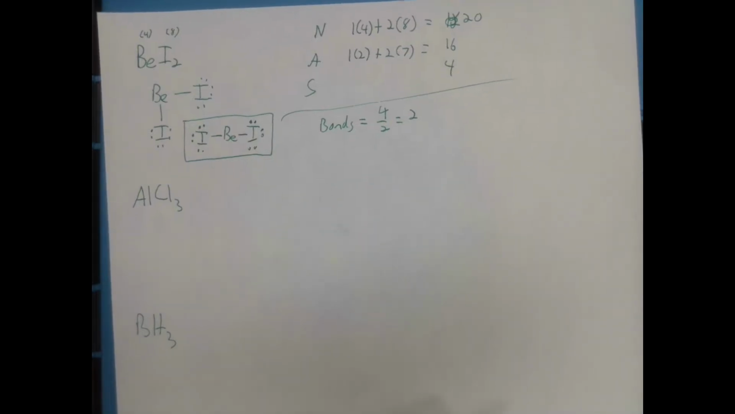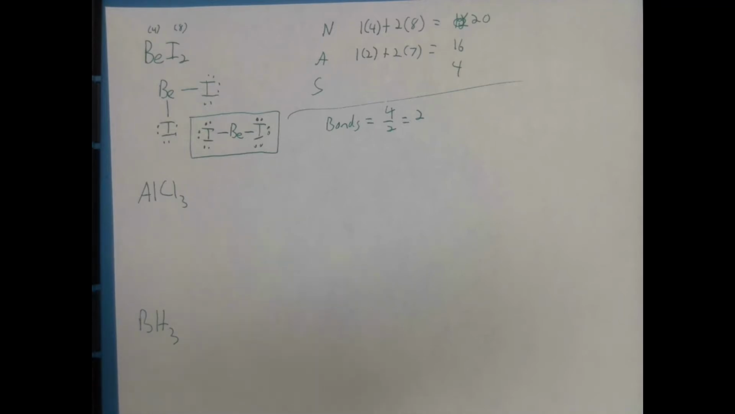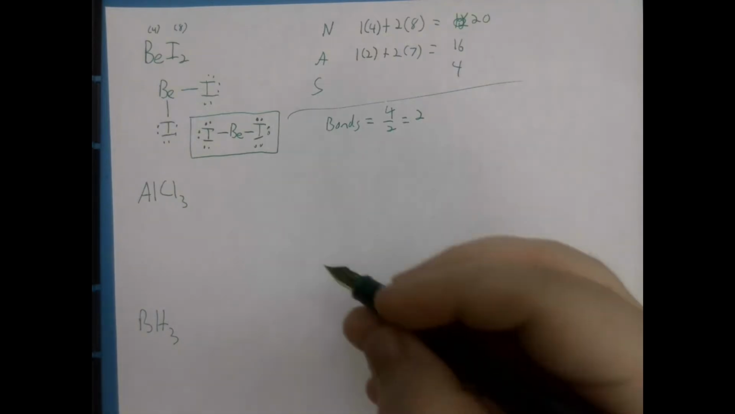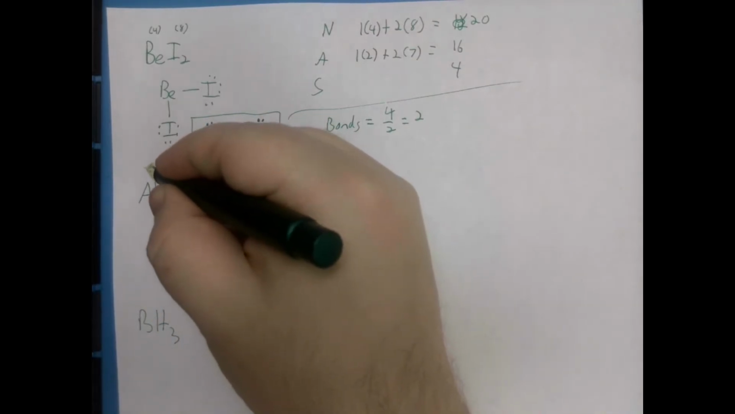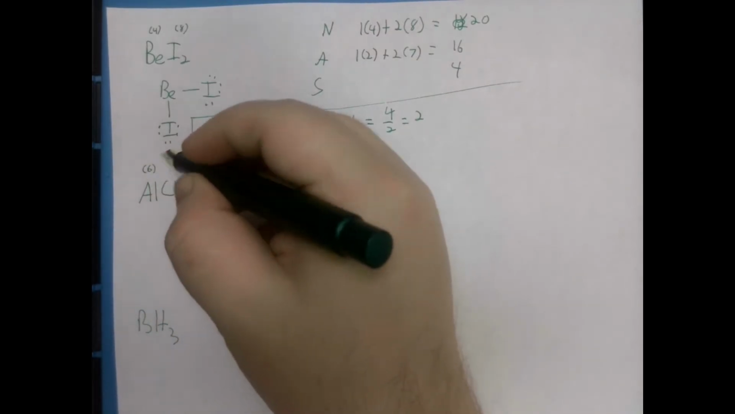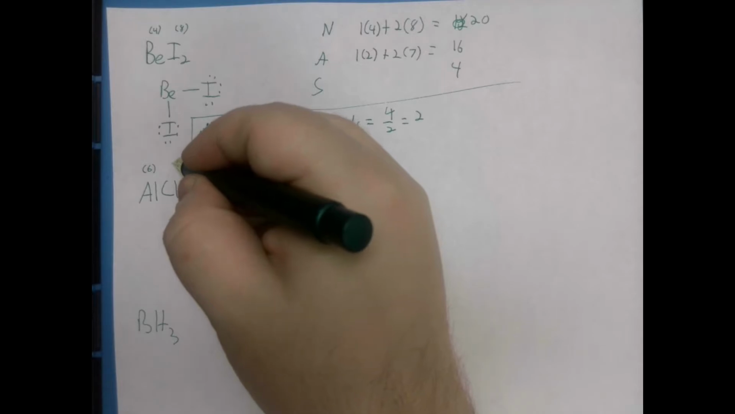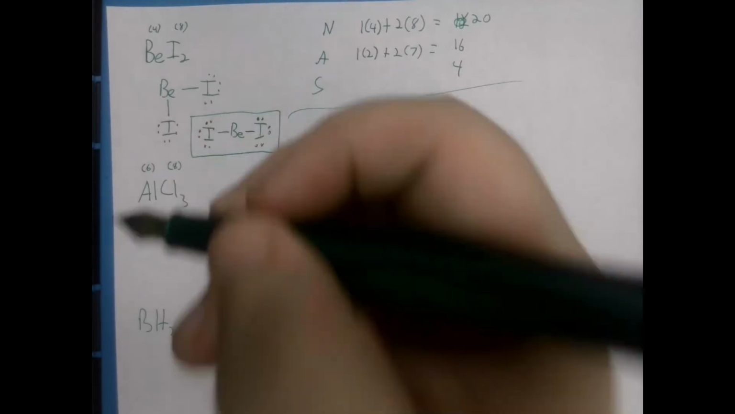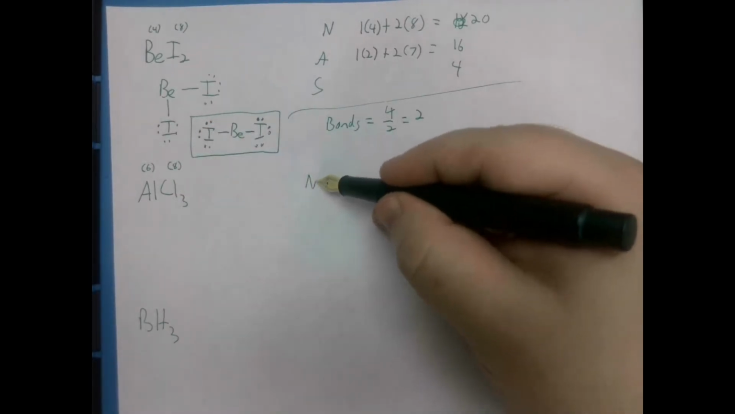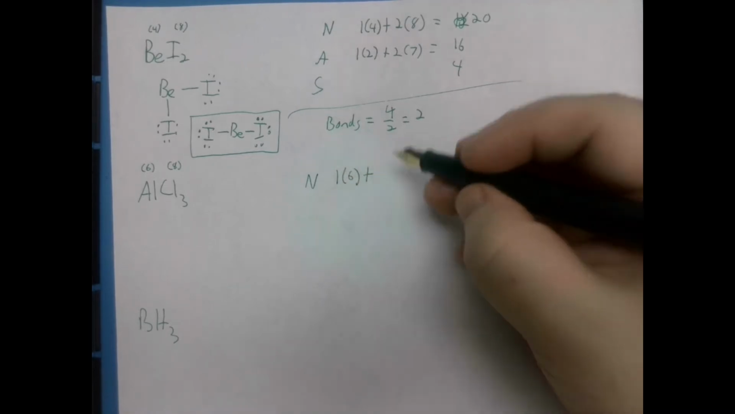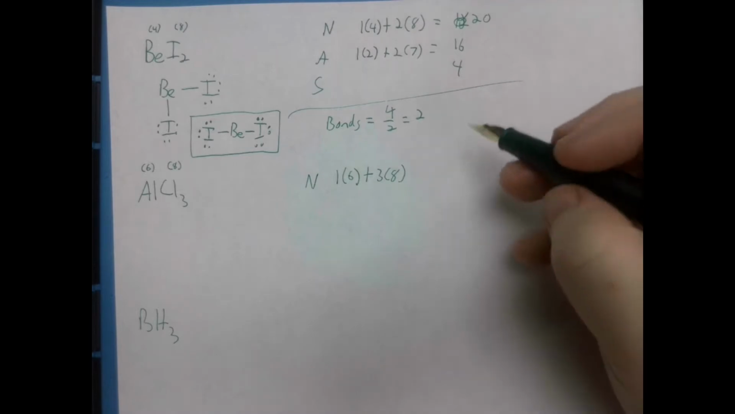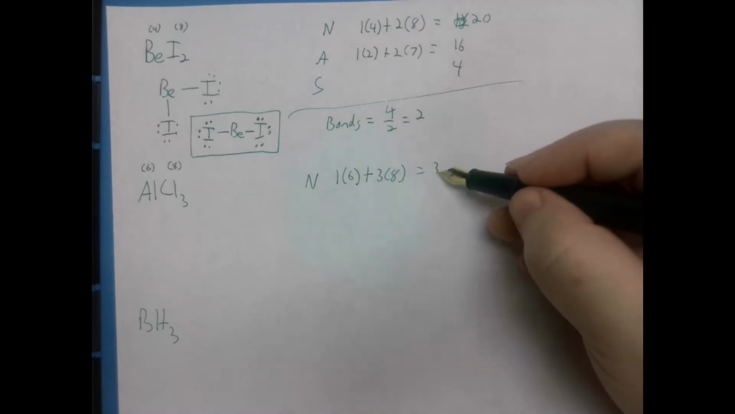So doing the exception for aluminum. Aluminum only needs 6 valence electrons. Chlorine is a non-exception, so it needs 8. So the total that we're going to have is 1 times 6 plus 3 times 8. That would be 30.